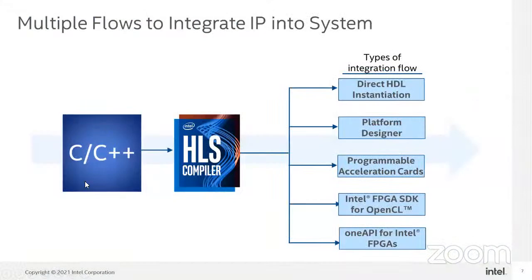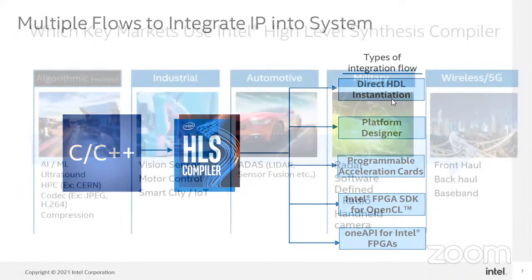Okay, how can we do multiple flows here? You take the C and C++, take it to the HLS compiler, and either you can directly perform instantiation or use Platform Designer, or you can take it to the programmable acceleration cards, which has a PAC card, or you can go to Intel FPGA SDK for OpenCL or oneAPI. But our main interest is taking it to Quartus. That's the flow which we are going to do now.